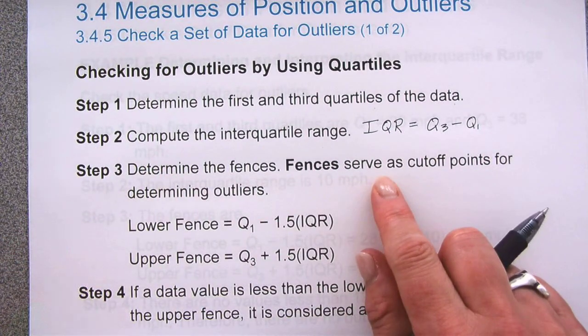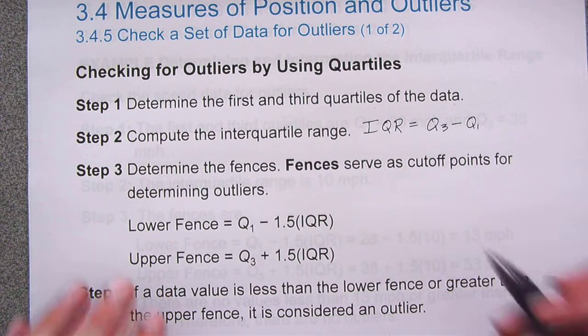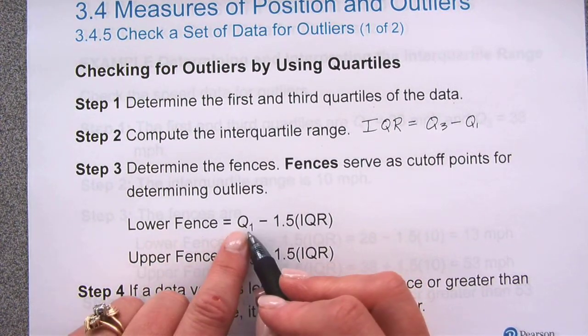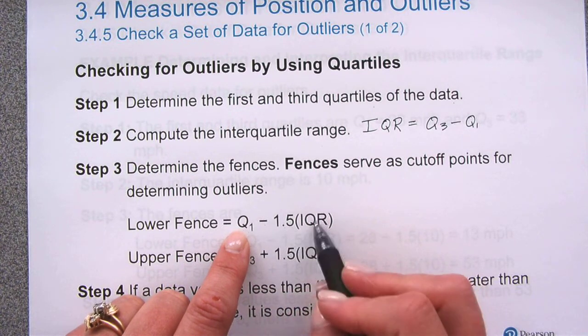So the fences are the cutoff points for outliers. Everything inside of the fence is not an outlier. Everything outside of the fence is an outlier. Okay? So the lower fence is going to be Q1 minus 1.5 times the interquartile range.